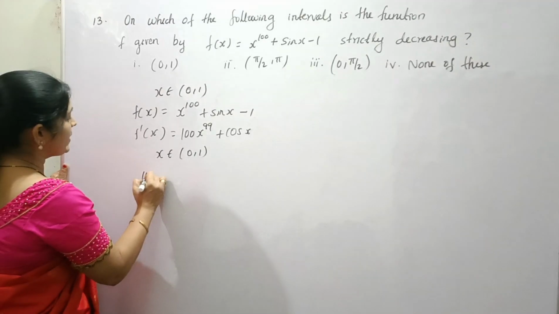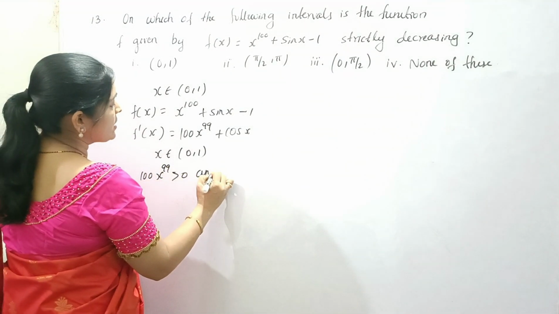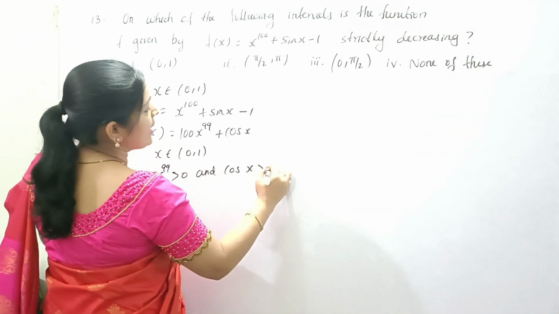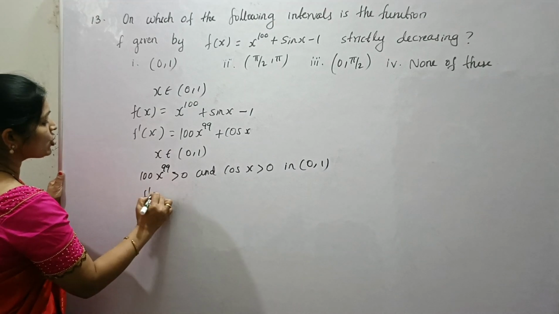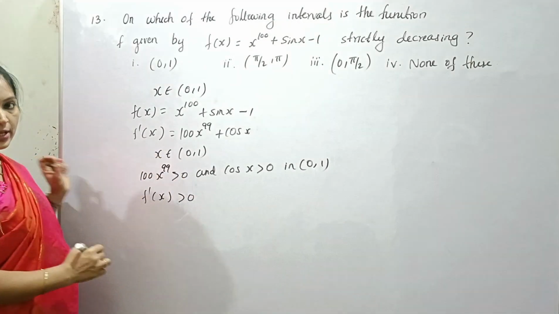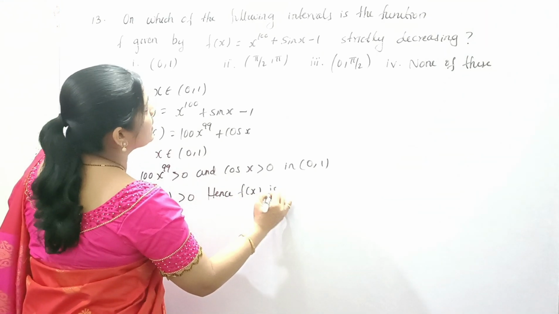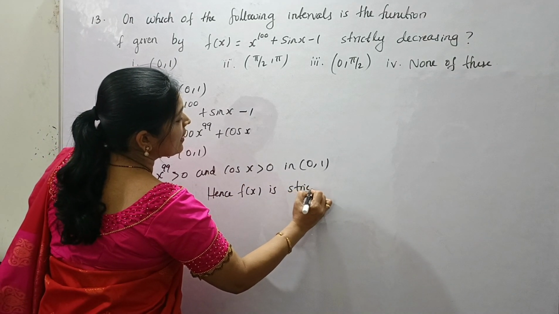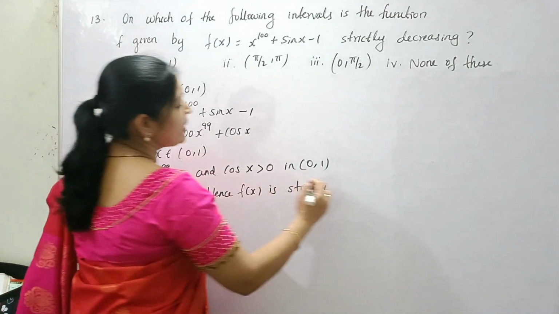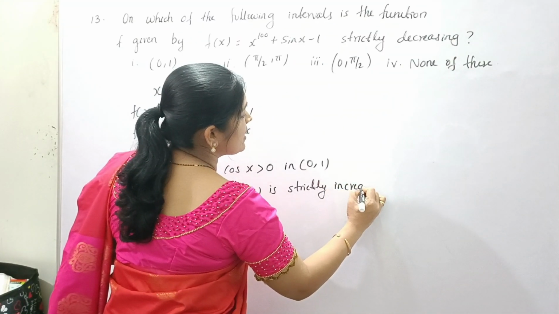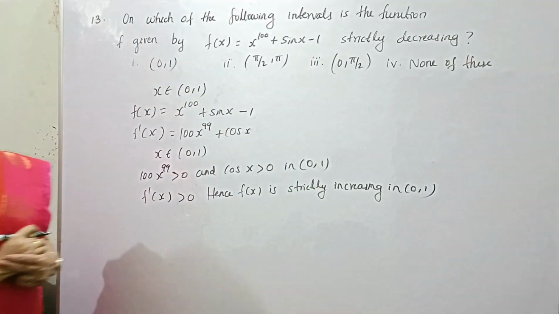That is, we can write 100 x raised to 99 is greater than 0 and cos x is greater than 0 in 0 to 1. Therefore, f dash of x is greater than 0. Hence f of x is strictly increasing, since f dash of x is greater than 0, in 0 to 1.